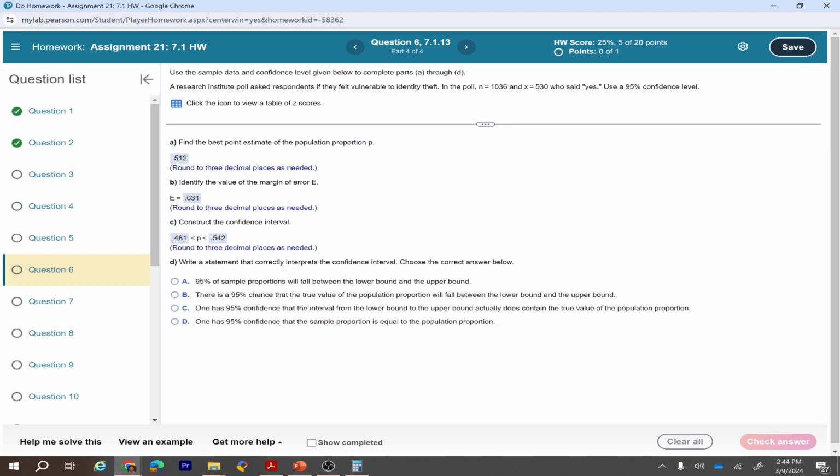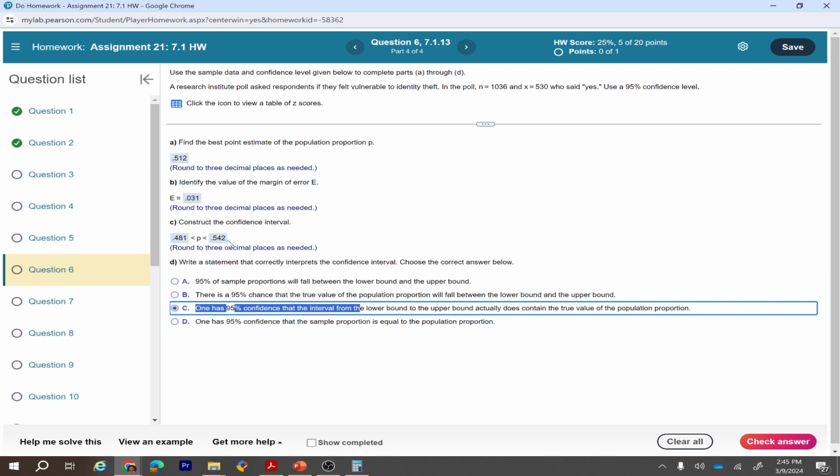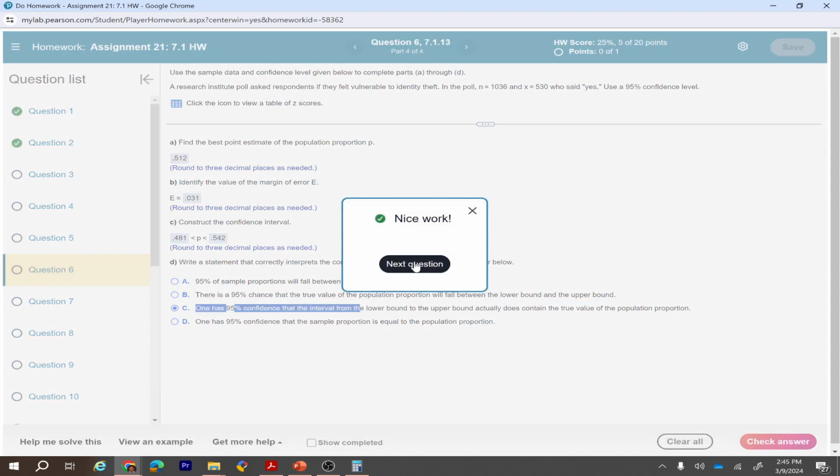So after finding this information, what is the interpretation? The interpretation is that one has 95% confidence that the interval from the lower bound to the upper bound actually does contain the true value of the population proportion. That is the meaning. That's the interpretation. Okay.